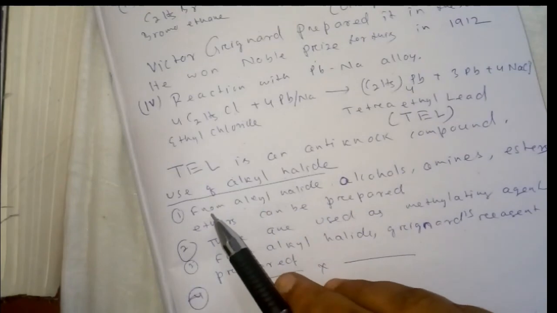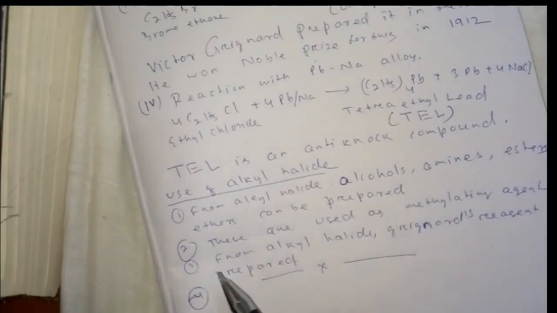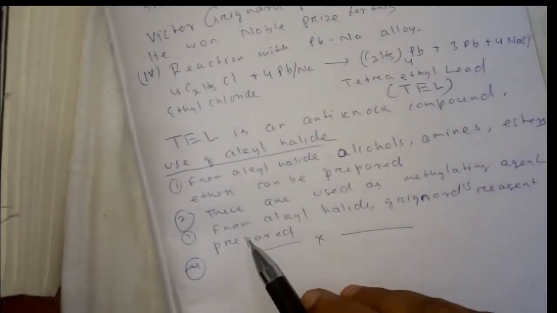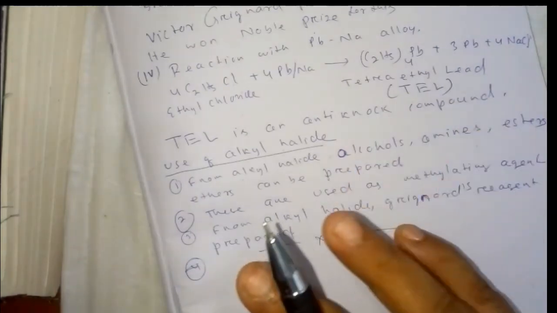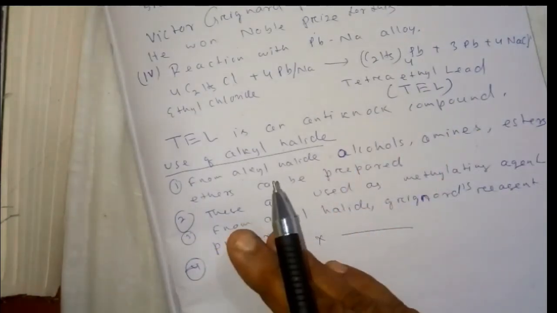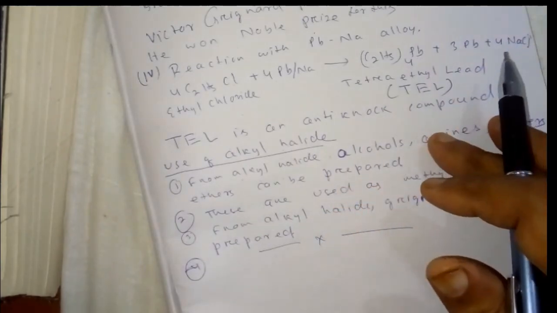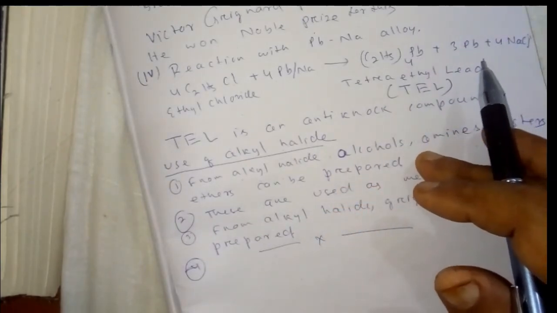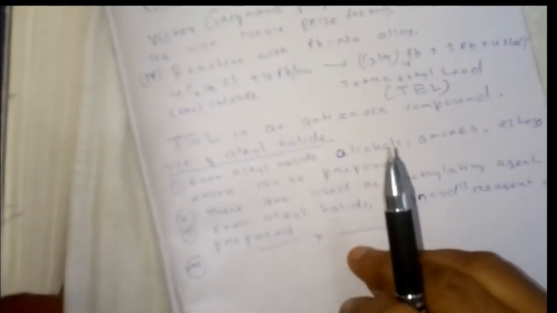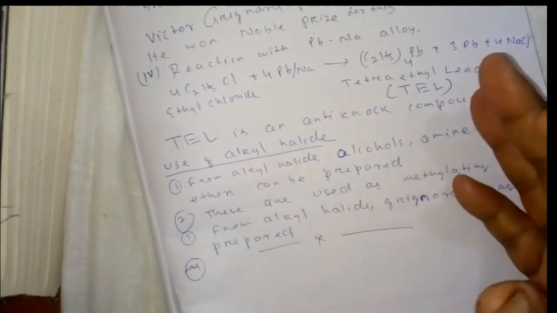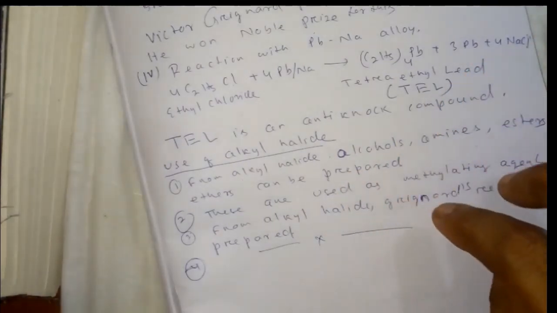Now uses of alkyl halide. From alkyl halide, alcohol, amine, ester, ether can be prepared. These are used as methylating agents. From alkyl halide, Grignard's reagent is prepared. So these are the preparations, chemical properties, and uses. In the next class, we will read about nucleophilic substitution reaction, SN reaction, and optical activity. First, we will read about optical activity, then nucleophilic substitution reaction. Then we will go to haloarenes. These reactions are very important. You should remember all these reactions.